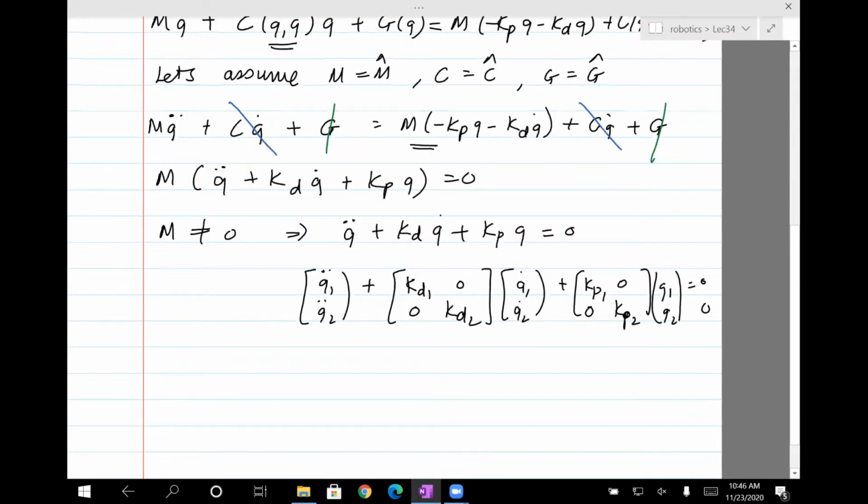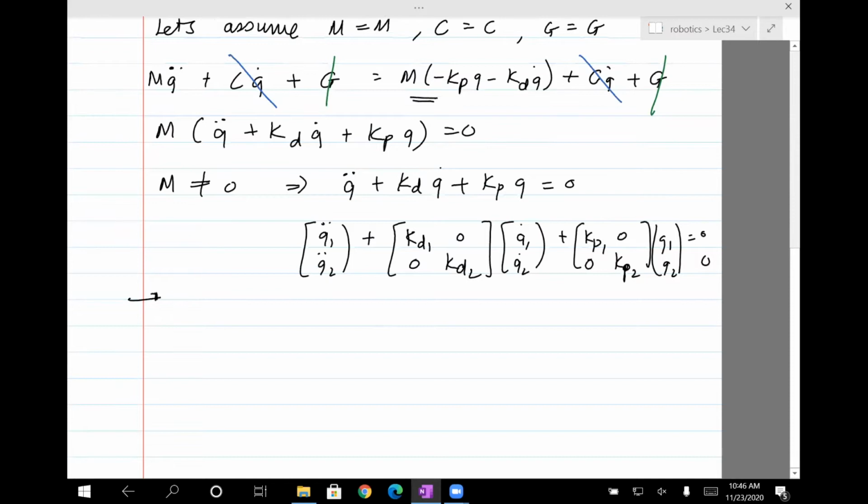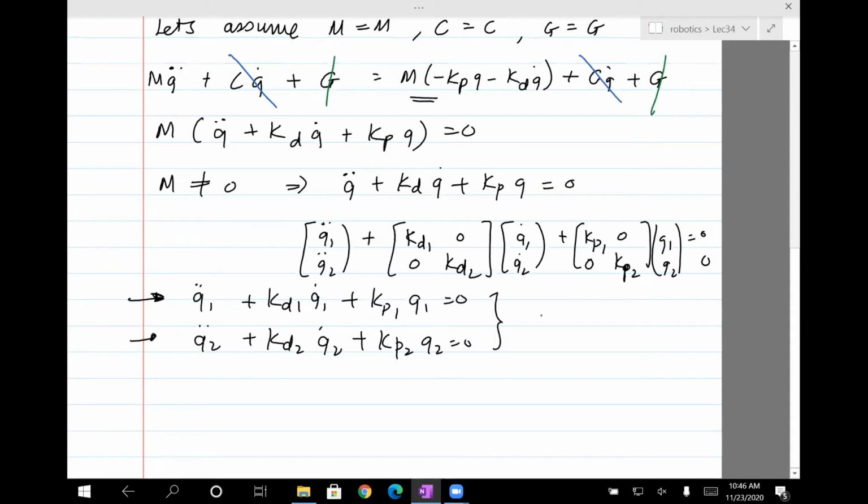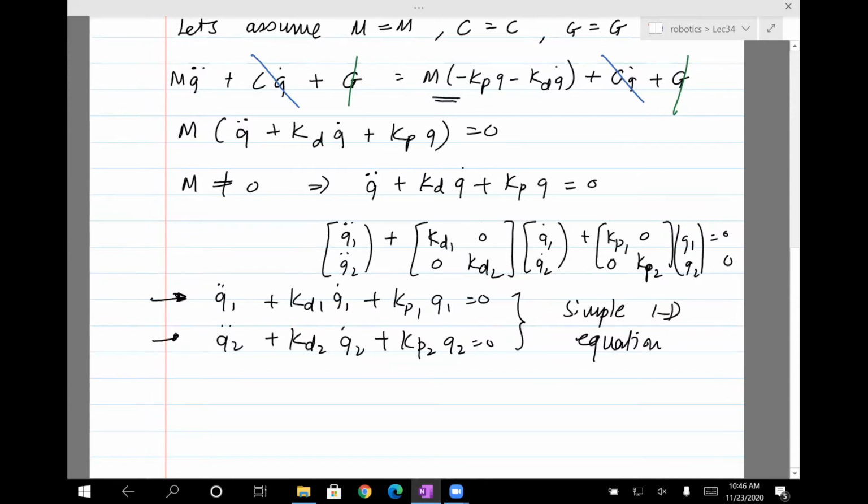Okay, so what you see is that you've reduced this to two simple equations. One of them is Q1 double dot plus KD1 Q1 dot plus KP1 Q1 equals 0, and the second one is Q2 double dot plus KD2 Q2 dot plus KP2 Q2. So these are simple 1D equations, right? They look very similar to the 1D equations I wrote down earlier.